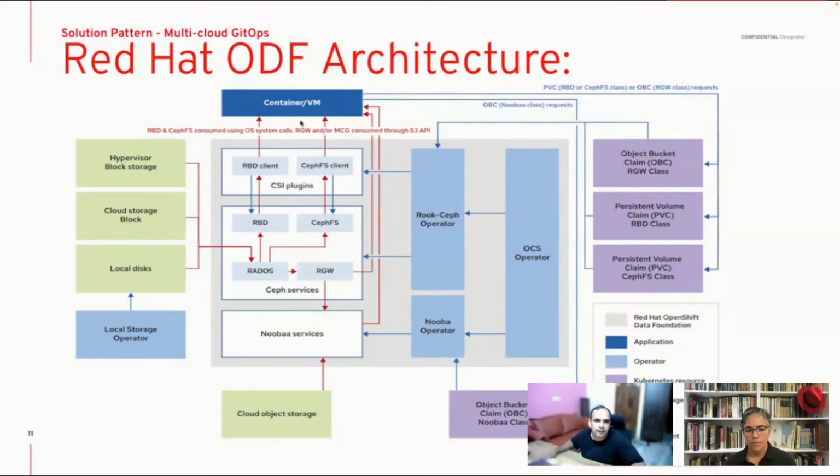And on the top we have container or VM, which can basically request the persistent volume claim or the object bucket claim. Once these requests are in there, these operators will come into the picture to create the required storage. So PVC, RBD, CephFS, and RGW requests will be taken care of by the Rook Ceph operator, and object bucket claims, the Nuba class, will be taken care of by the Nuba operator.